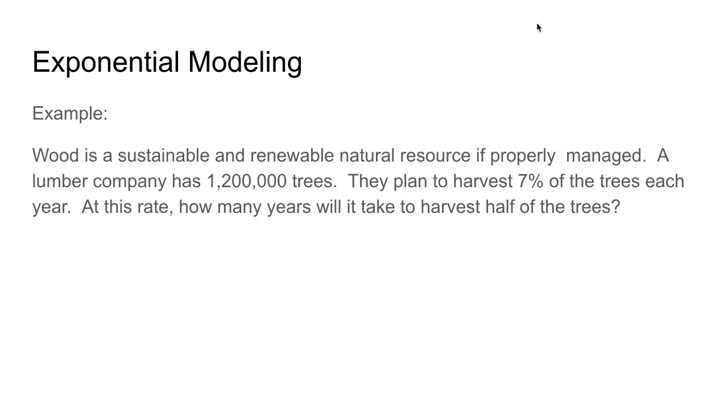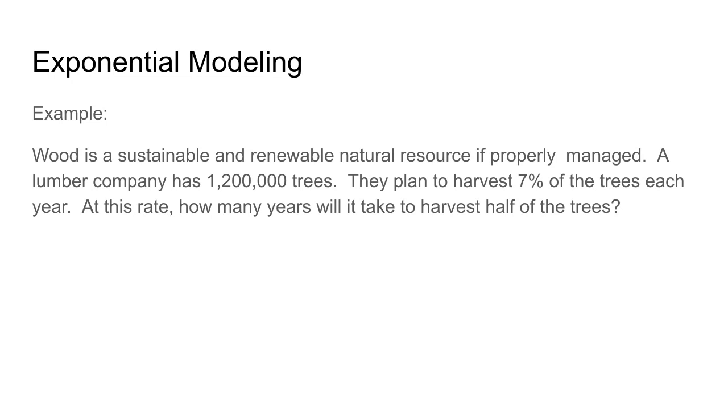Okay, here we have a problem that requires some exponential modeling. Wood is a sustainable and renewable natural resource if properly managed. A lumber company has 1,200,000 trees. They plan to harvest 7% of the trees each year. At this rate, how many years will it take to harvest half of the trees?